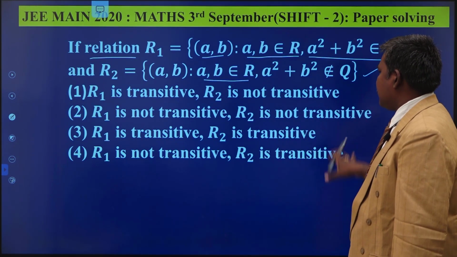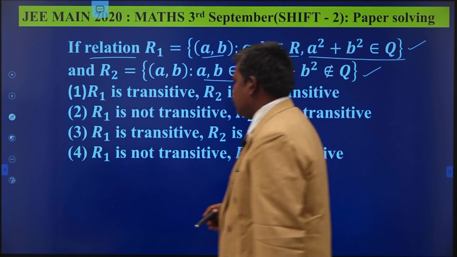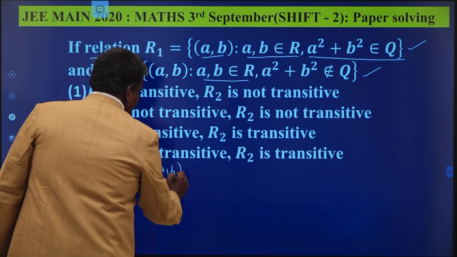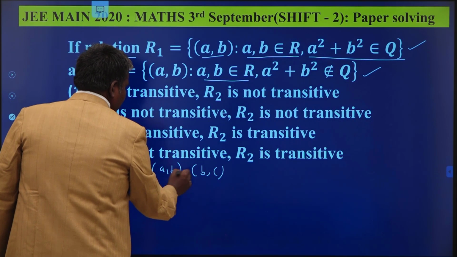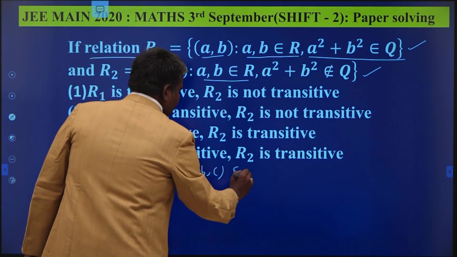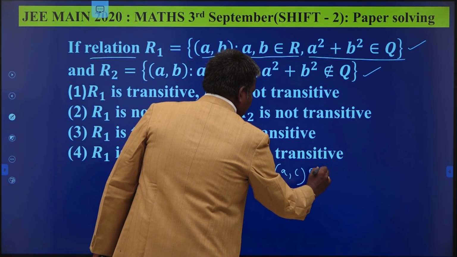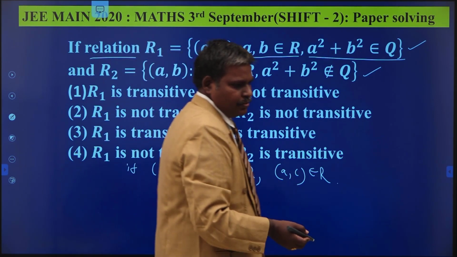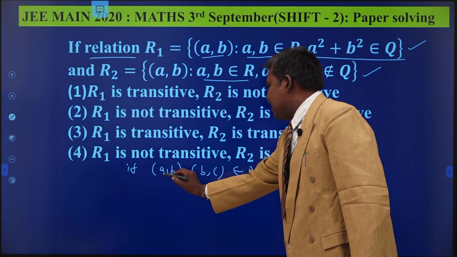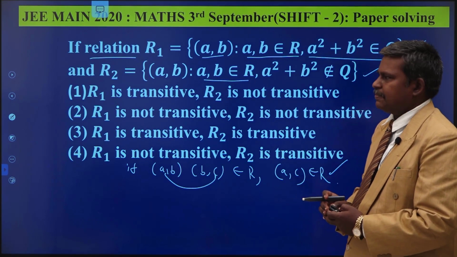So the entire question depends upon the transitivity. The relation is transitive if (a, b) and (b, c) belong to the relation, then immediately (a, c) belongs to the relation. If a is related to b and b is related to c, then a is related to c, and we say that the transitivity exists.